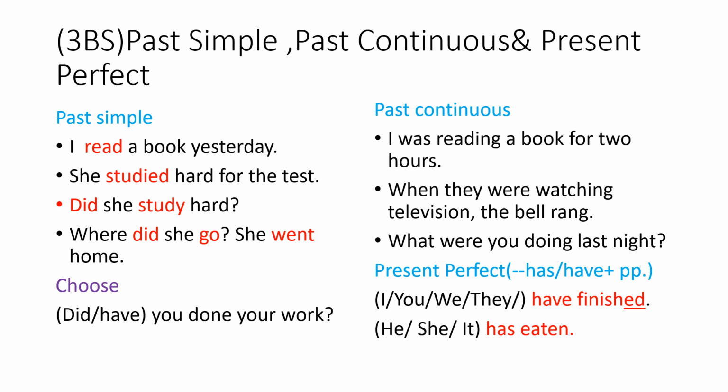When you have a question, normally we use did, and you can use this with all the subjects. You can use it with singular or plural, with I, you, we, they, he, she, it. Okay? Did she study hard? Did he study hard? Did they study hard? And notice here we use did. Okay? And the verb is going to be the main verb. We omit the ed.